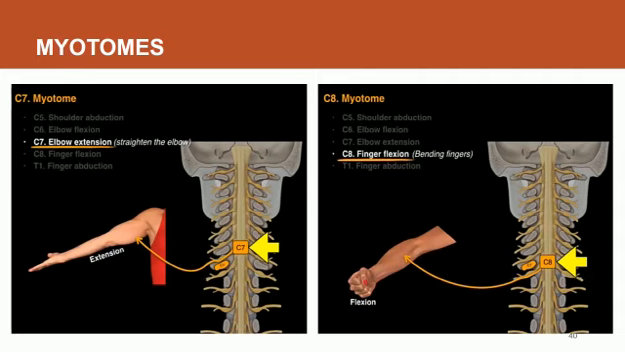Now look at the second picture. C8 myotome is finger flexion, or bending of the fingers. So there's C7 vertebra, but the C8 spinal nerve courses below the C7 vertebra and it goes to those groups of muscles that perform finger flexion or bend the fingers.